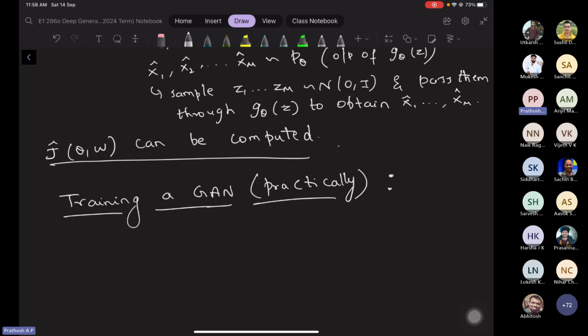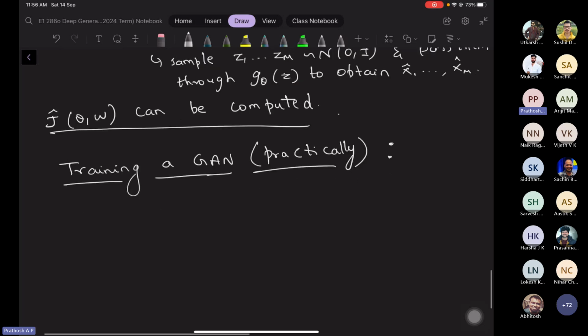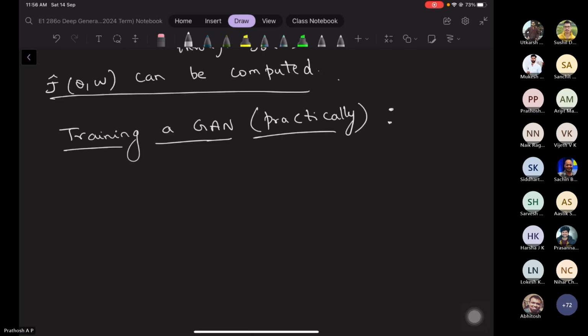So now let's see finally how to train a GAN practically, right? What happens is we do it using gradient descent. Let me write the architecture here.